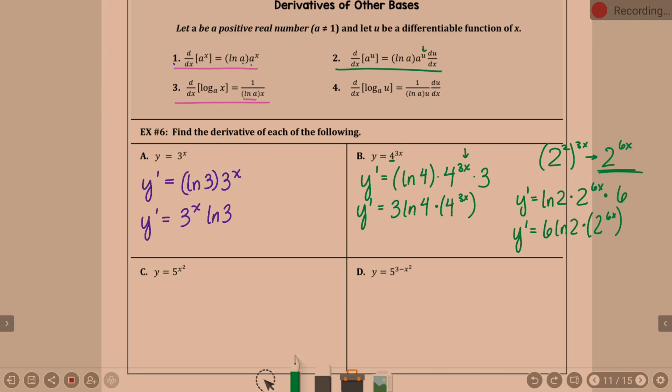All of those pieces can be made equivalent to those pieces there. Because natural log of 4 is 2 to the second, and that power of 2 can come out front and multiply by the 3. 4 to the 3x, well, 4 to the third is 64. 2 to the 6x, 2 to the 6 is 64. So they are both 64 to the x as well.